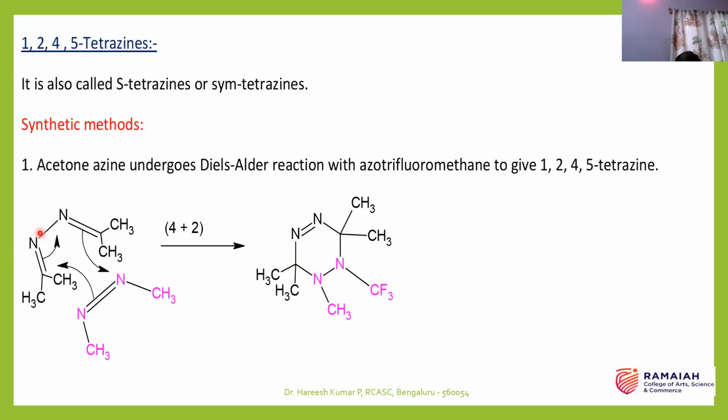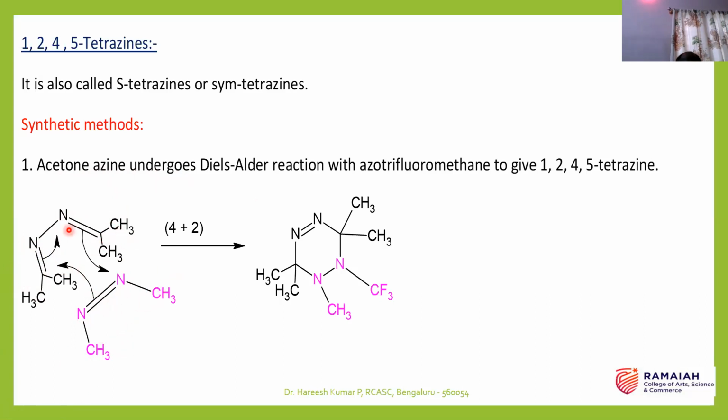You know that NH2NH2 is called hydrazine. This hydrazine, when it is treated with acetone, will give you acetone azine. Acetone azine means this one. Acetone azine undergoes Diels-Alder reaction. Of course, this is a diimide, more particularly dimethyl diimide.